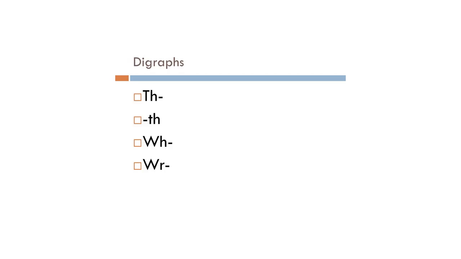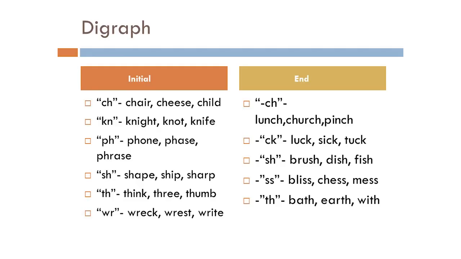And we also have sounds in the beginning and at the end: the WH sound and the WR sound at the beginning. We have initial and final CH: chair, cheese, child in the beginning; at the end, lunch, church, pinch. Both letters combine together and give only one sound. Let's keep it in mind. PH is a digraph, like phone, phrase, praise. And the sh sound: brush, dish, fish, like that.